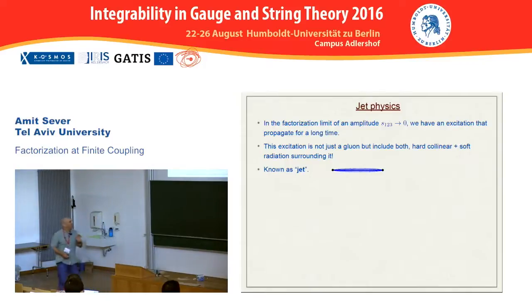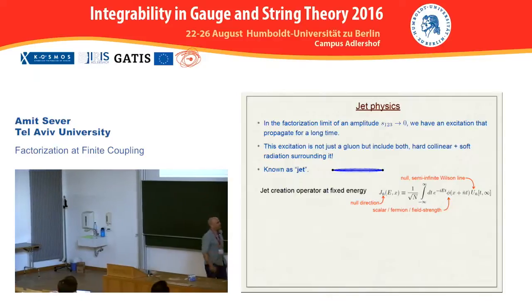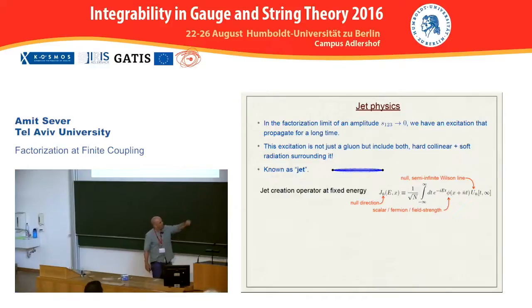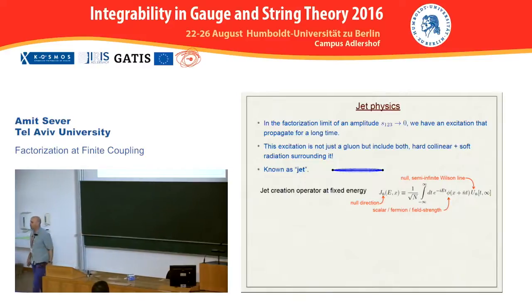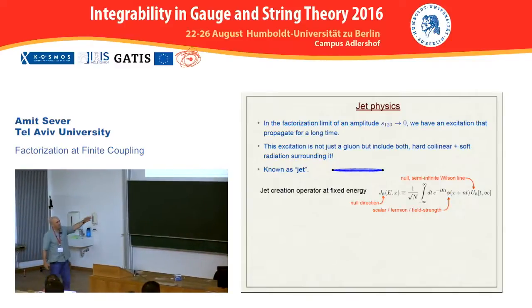This is just wording, but to be more explicit, we define what we call a jet creation operator. This is J, and the index n is some null direction, which is just integrating the scalar field around some null direction with a phase that corresponds to the energy of the jet. And to make it gauge invariant, we attach to it a null Wilson line that goes all the way to infinity. So in that case, it's a scalar, but you can do this for any other field, the gauge field or the fermion.